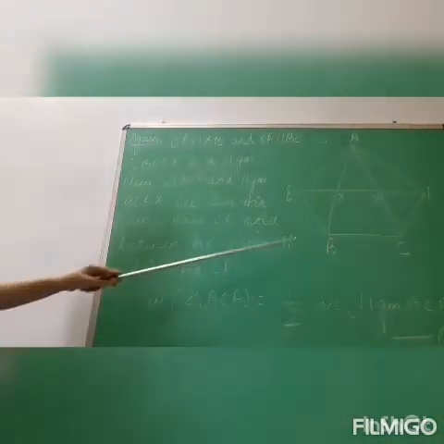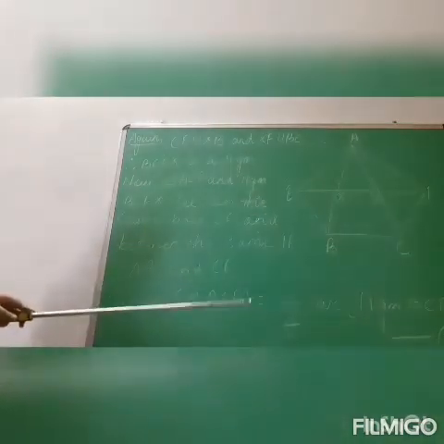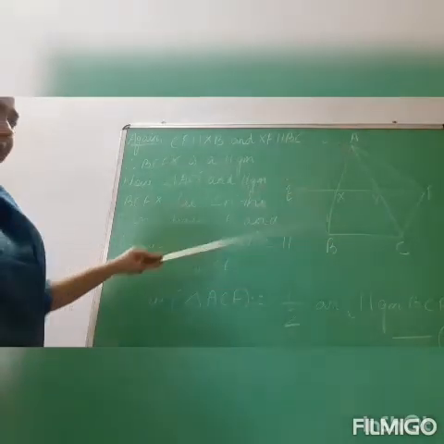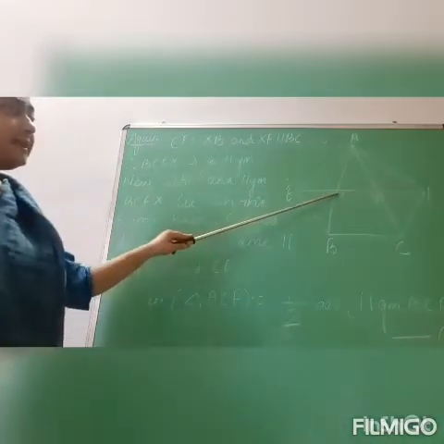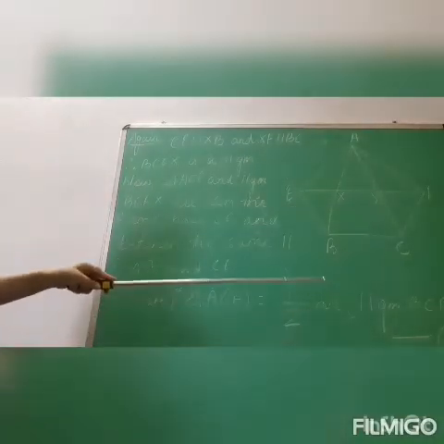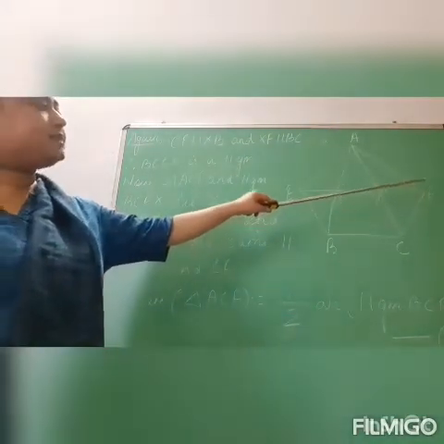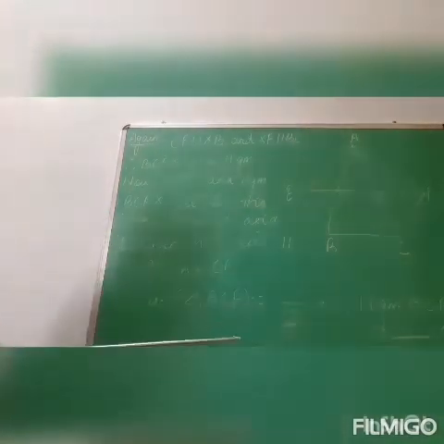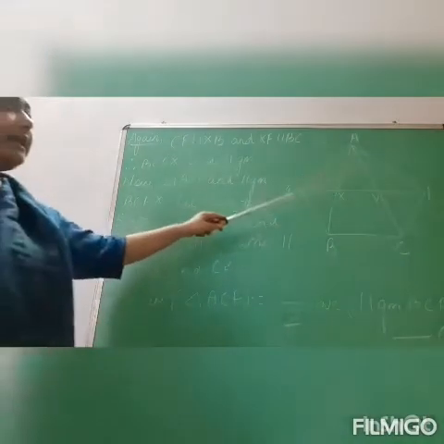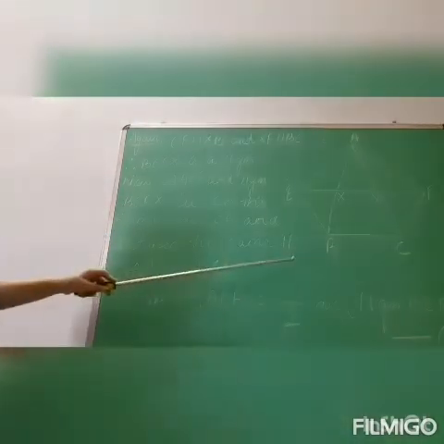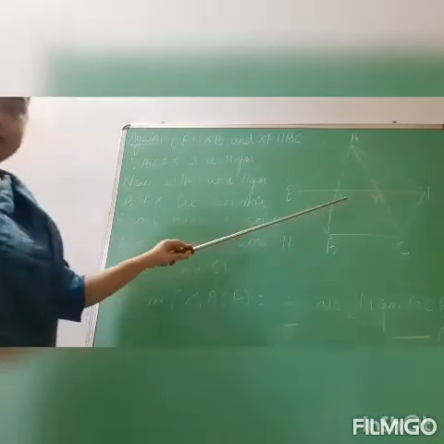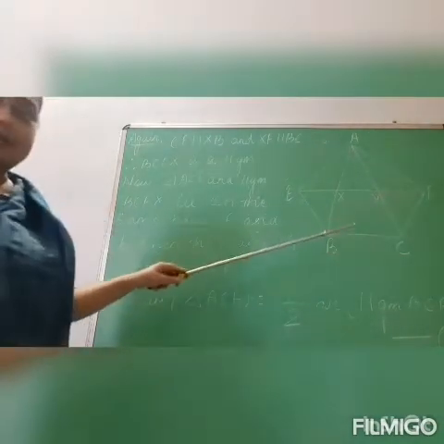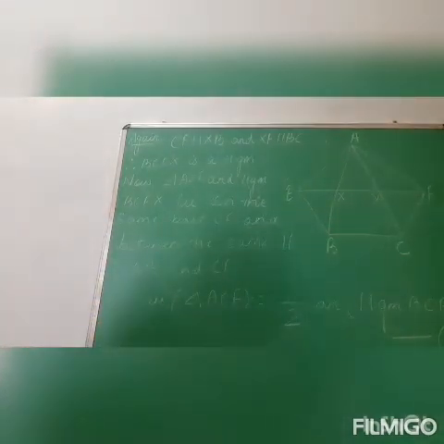Now, triangle ACF and the parallelogram BCFX lie on the same base CF and between the same parallels CF and AB. Therefore, I can say that triangle ACF is half the area of the parallelogram BCFX. I'll keep this one as equation number 2.